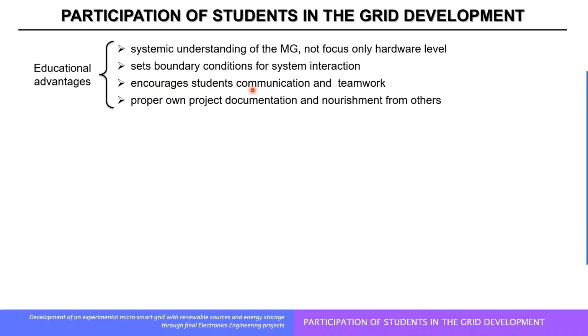Then it encourages, this is very important, it encourages students to communicate with each other. Okay, so project teams are typically very small, maybe 1 or 2 students, and if they build a drone or something, like I said before, they don't really interact with anyone else, and so projects end up being very, very isolated.